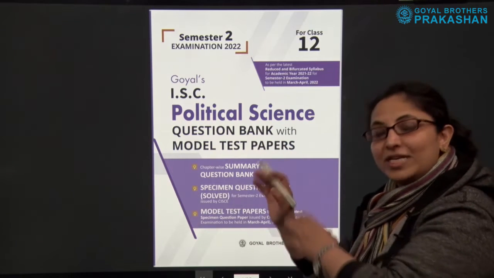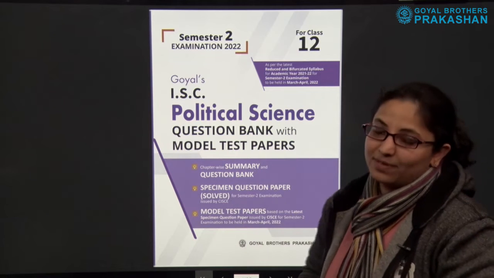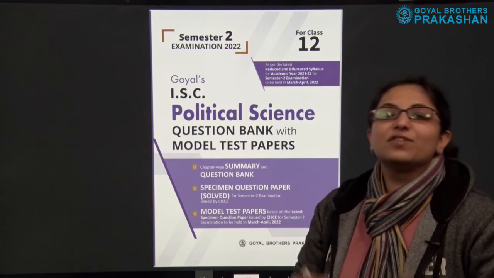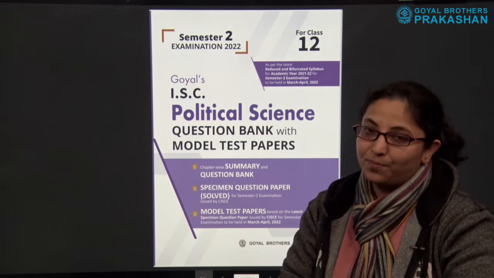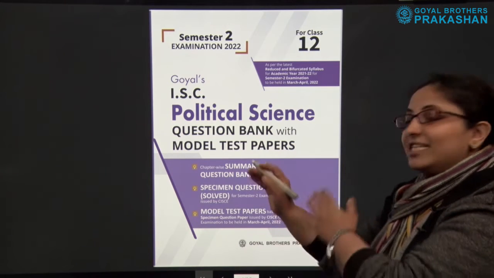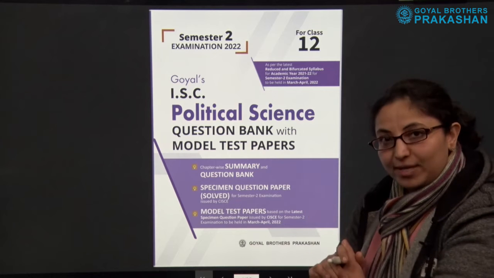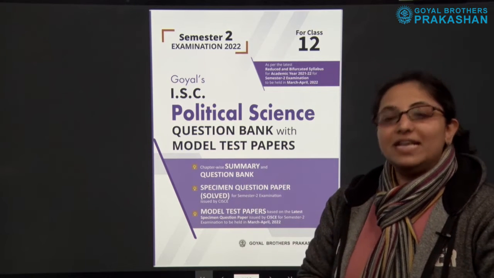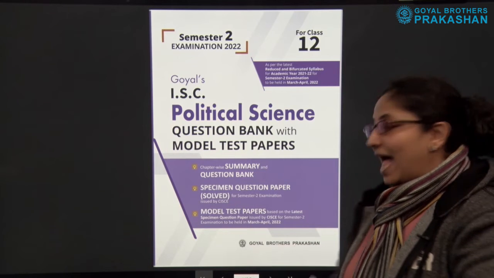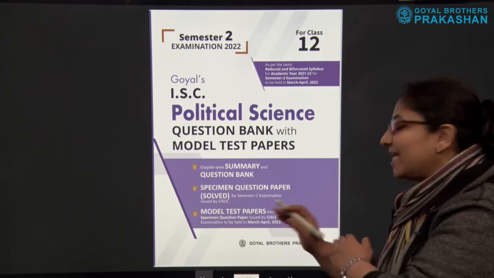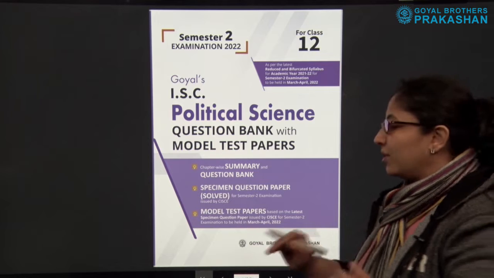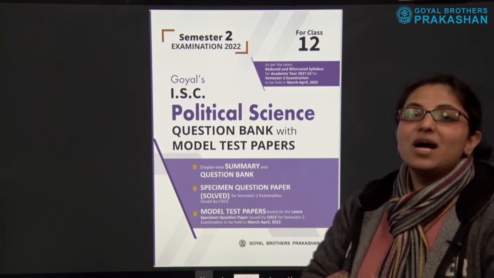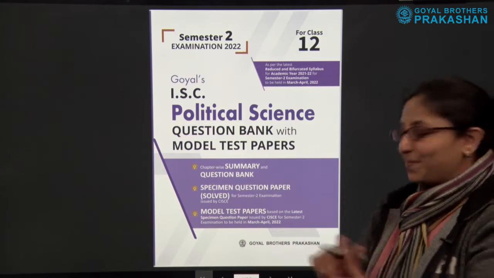This is basically a question bank with model test papers. This book is based on the reduced and bifurcated syllabus for the academic year 21 and 22. This book includes the chapter-wise summary and question bank. It includes the specimen question paper solved, released by the CISCE, and it also includes the model test papers which are strictly based on the specimen question paper. Now let me take you through the book and tell you how the complete book has been designed.